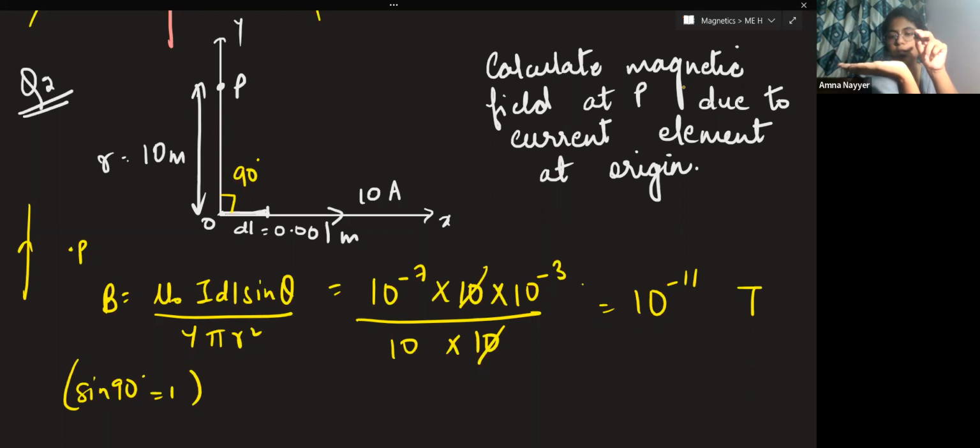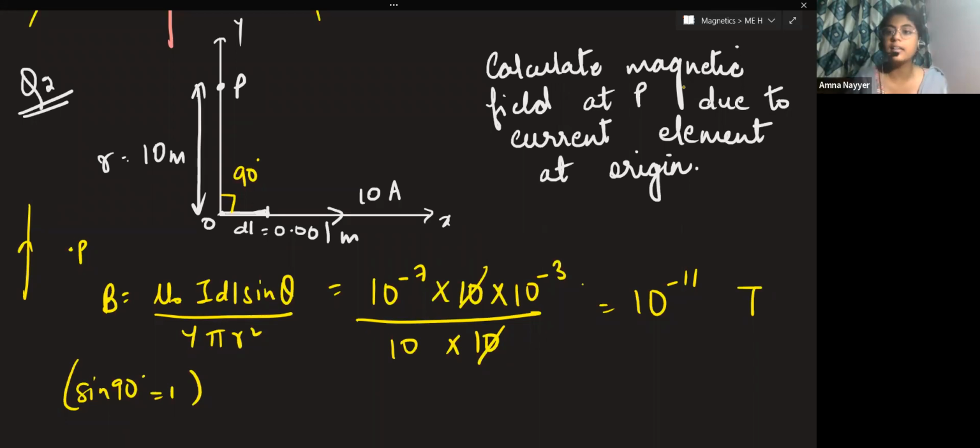And this is the direction of flow of current. Curling the fingers towards point P. Point P is here. Curl the fingers towards it. Where is the thumb leading? Thumb is leading out of the page. This is outwards. Outwards is which axis? That is your positive z axis.